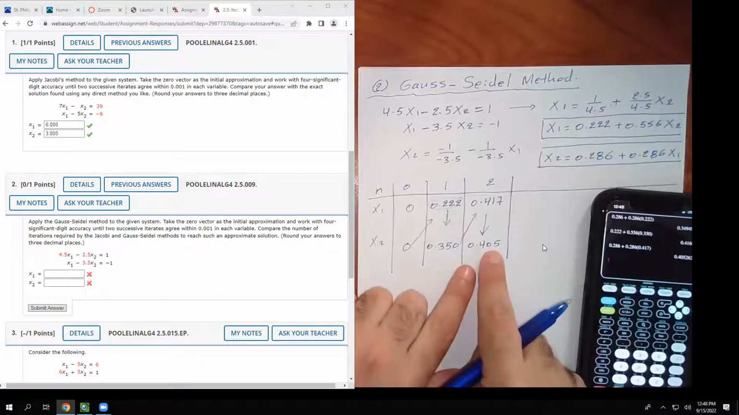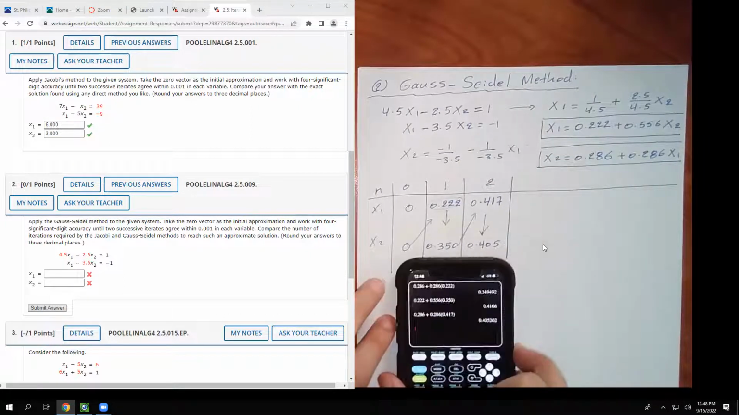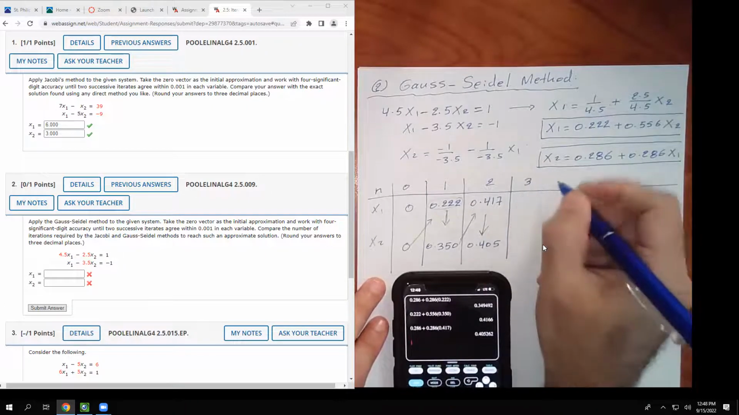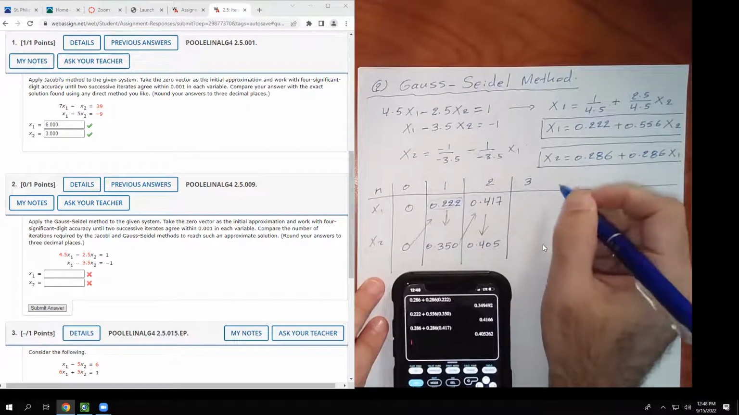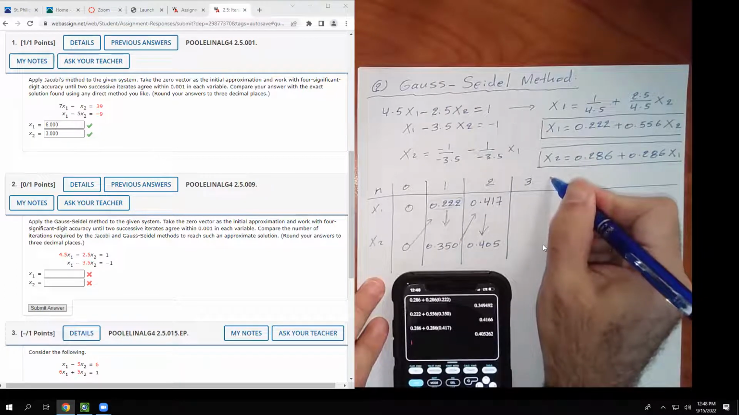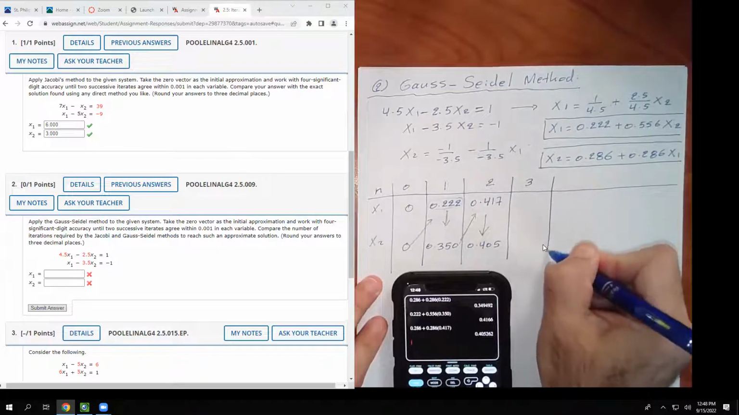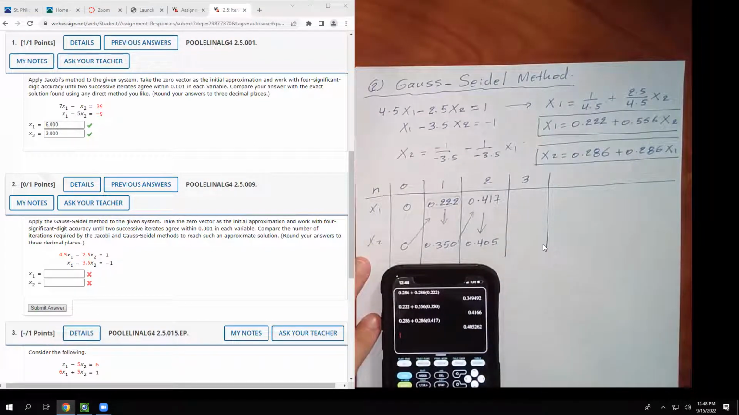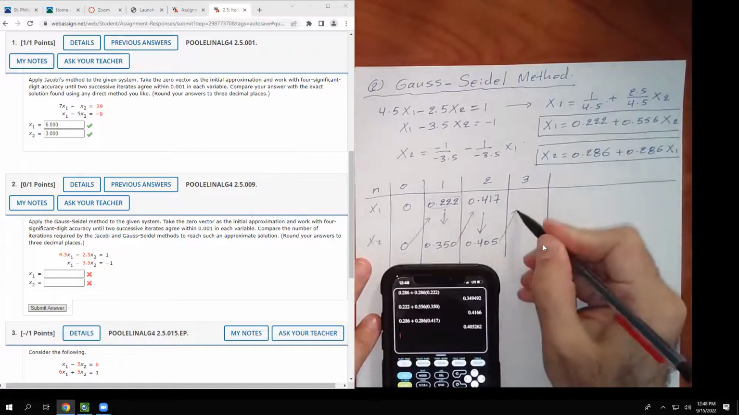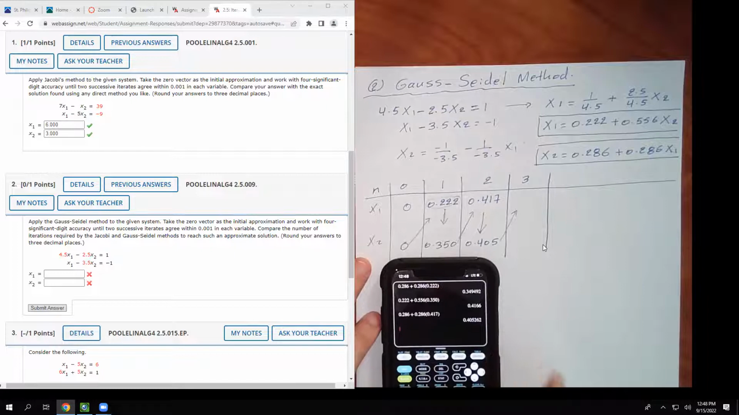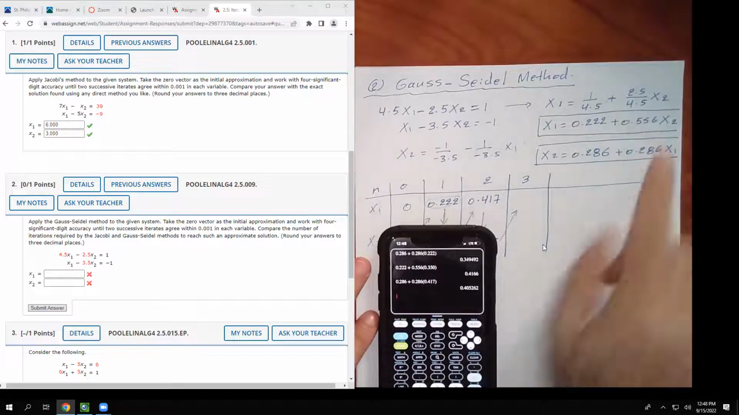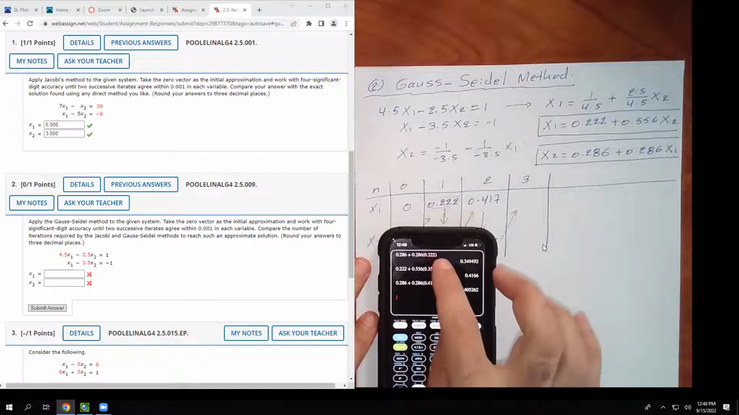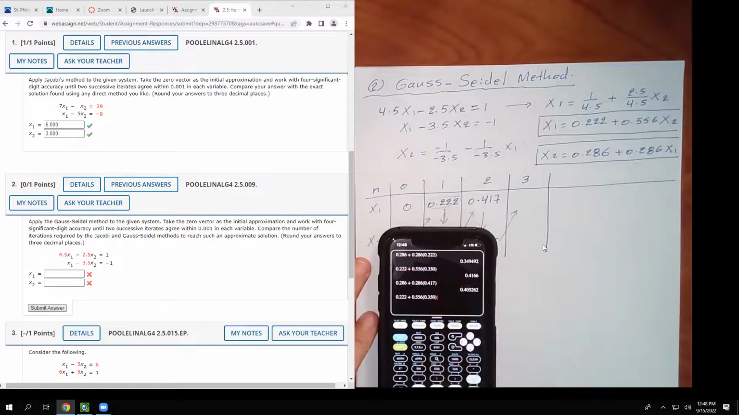Let's keep going. We're going to find x1. For the next iteration, use x2 to find x1. So let's plug in this one here into the equation. We're going to change this number to 0.405.